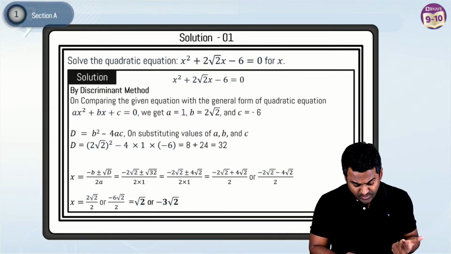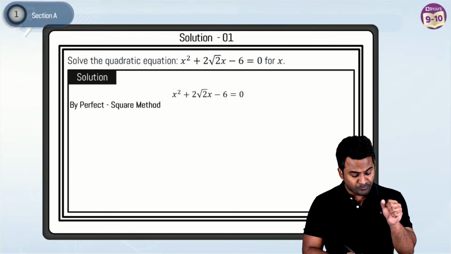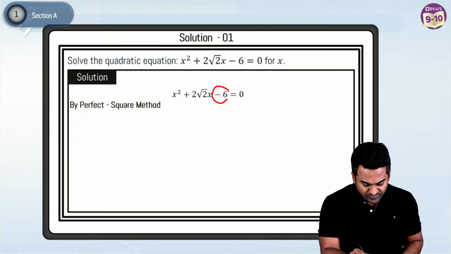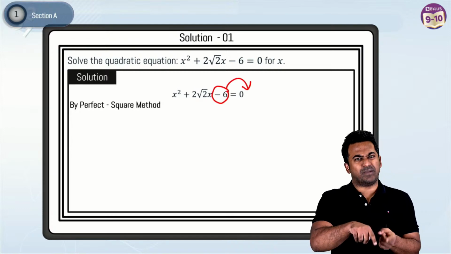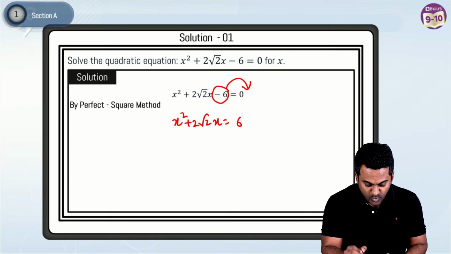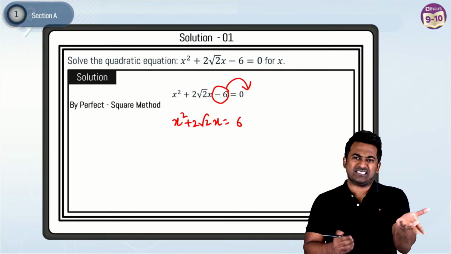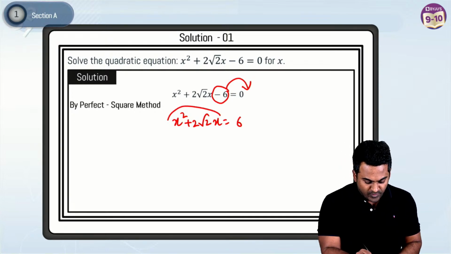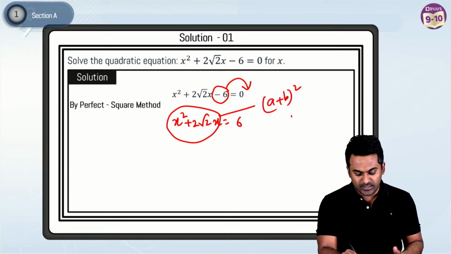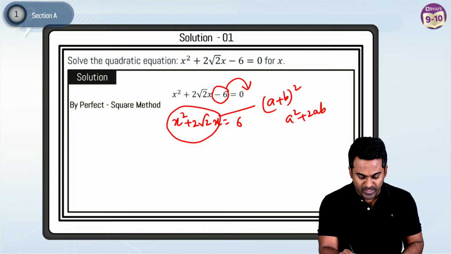Another method in which you could have tried this was the perfect square method. How does this one work? First thing you've got to do is bring the -6 to the right hand side, and the equation will look like this: x squared plus 2√2x is equal to 6. Now the left hand side, we've got to convert in the form of (a plus b) whole square, which is a squared plus 2ab plus b squared.